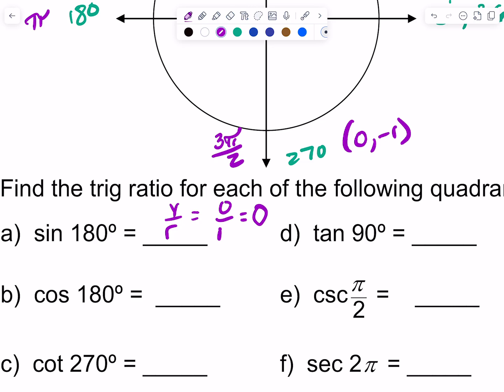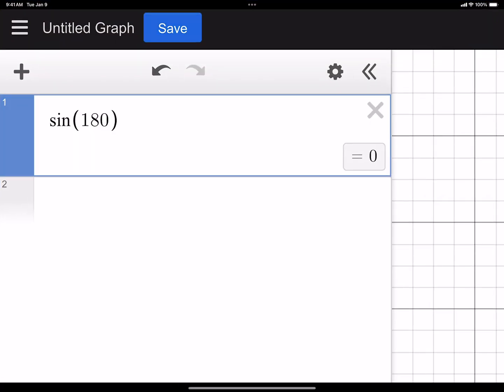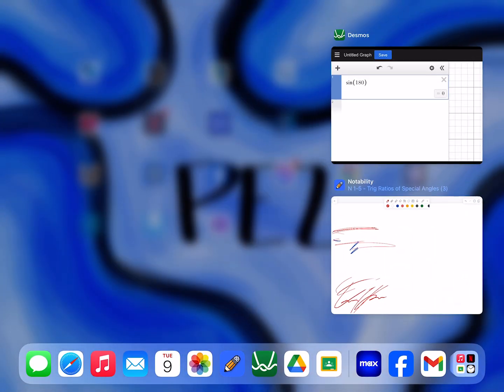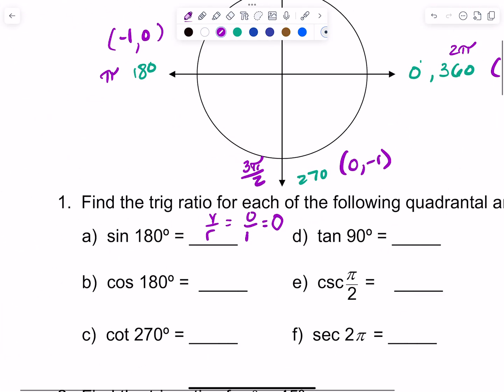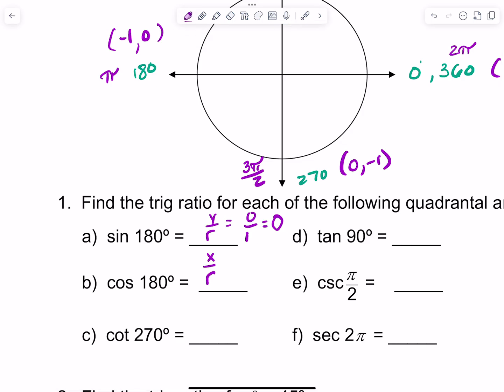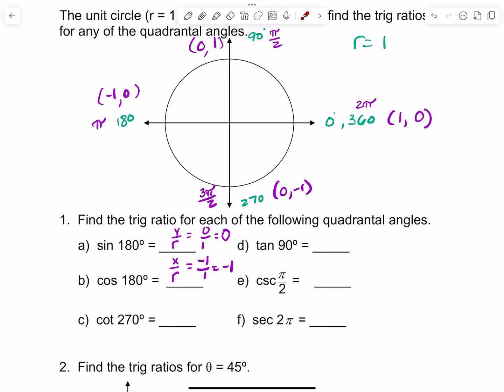That's the answer. If you go to Desmos, sine at 180, in degrees, is equal to 0. Cosine is x over r. So this would be x over r, which would be negative 1 over 1, which is negative 1. Do y'all see how that's working? How about you guys try to do these 3? Do C, D, E, and F using the 1, 0, 0, 1, negative, all that stuff.